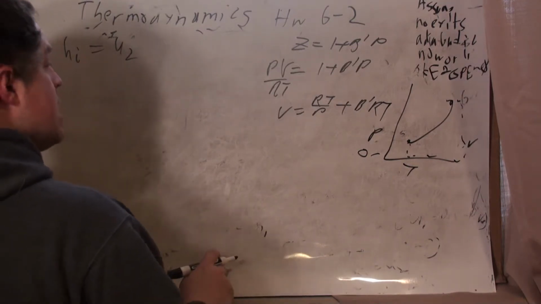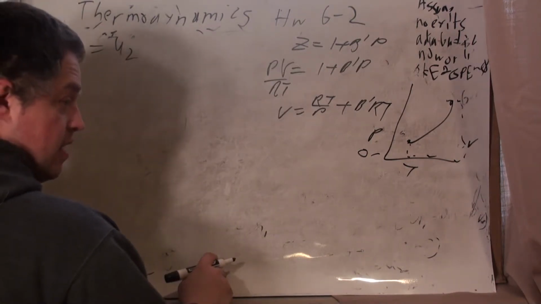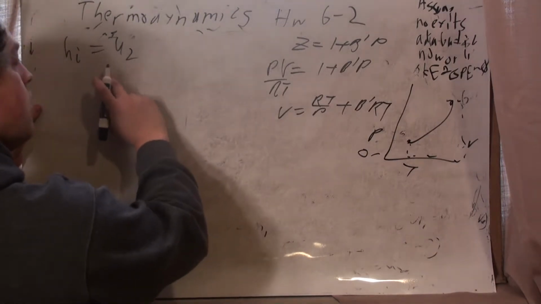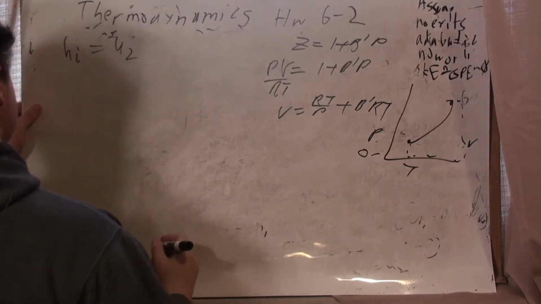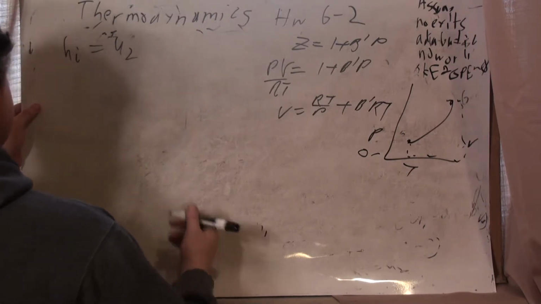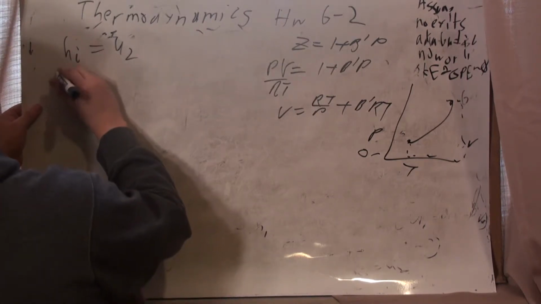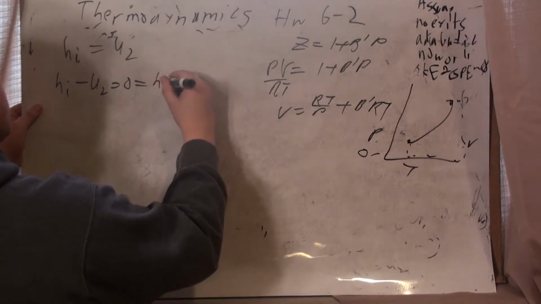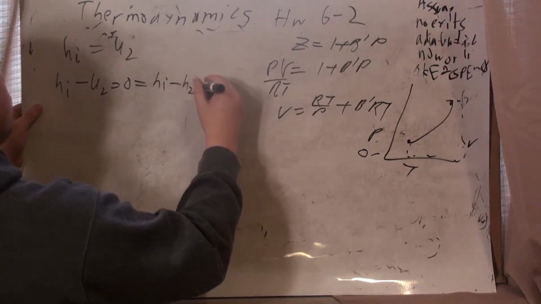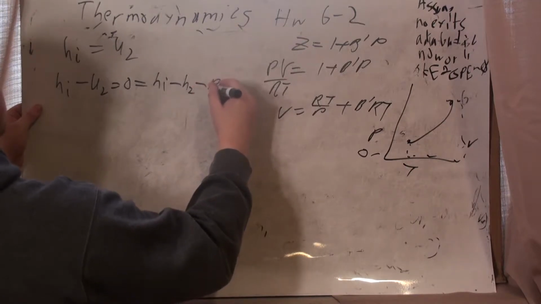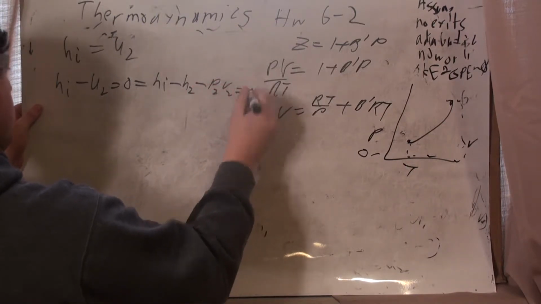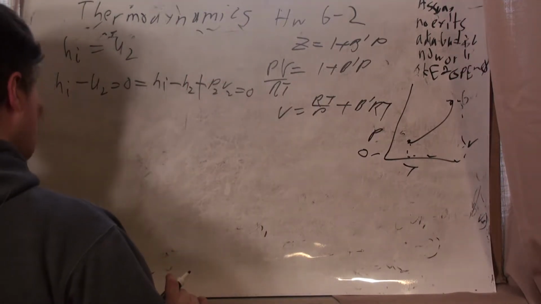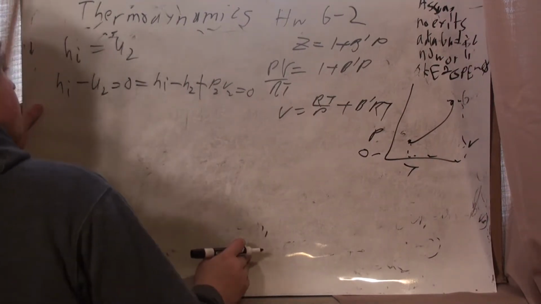Now because it's P's, it is easier to deal with enthalpies than it is with energies. So let's rewrite this with respect to enthalpies. So we have H_i minus U_2 equals 0, which equals H_i minus H_2 plus P_2V_2 equals 0. Oh, sorry, plus. A minus, a minus.